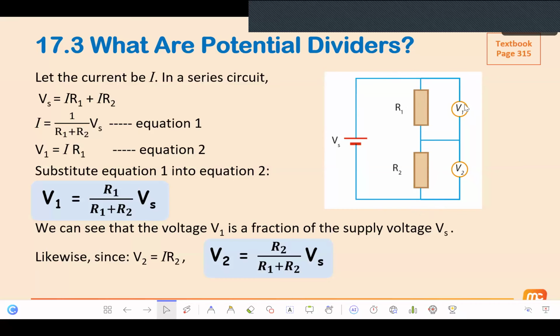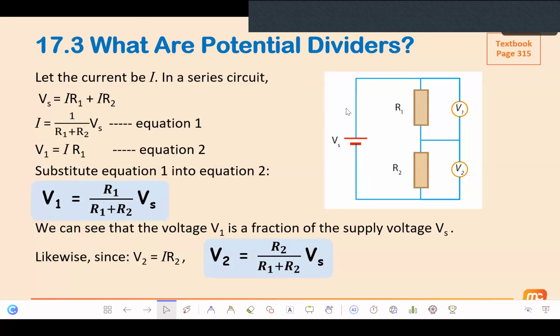If I want to find V1, I use the current times R1. So I take I times R1, and I sub in this formula, Vs over R1 plus R2, and I will get V1 equals this formula over here. But in simple terms, we can also think of it as a ratio. Okay, so V1 and V2 will add up to become Vs.